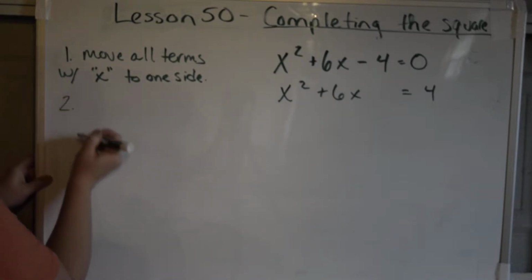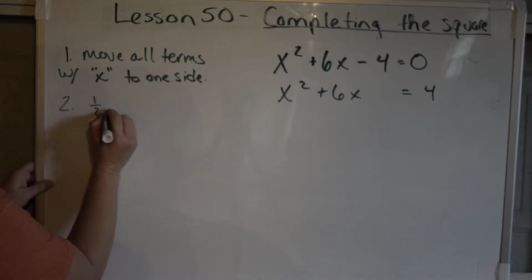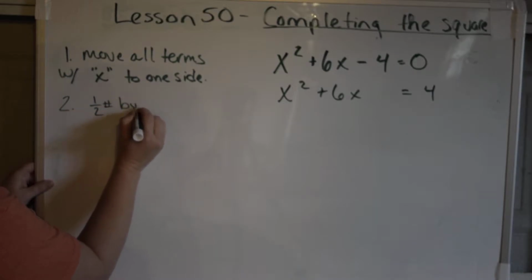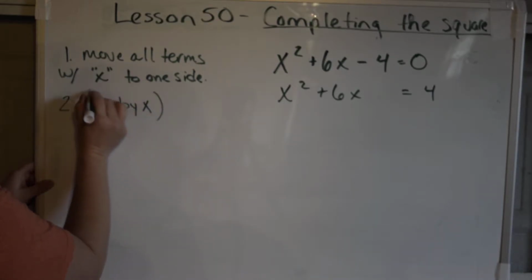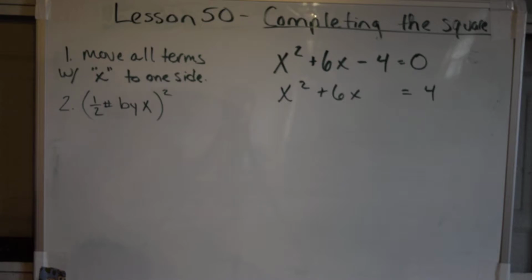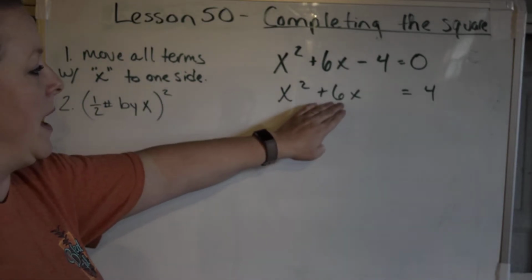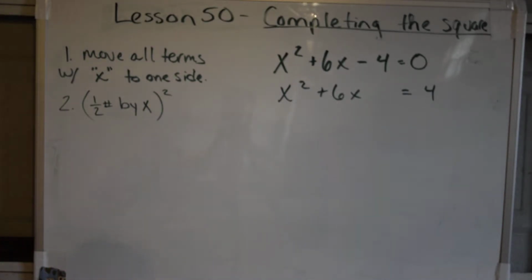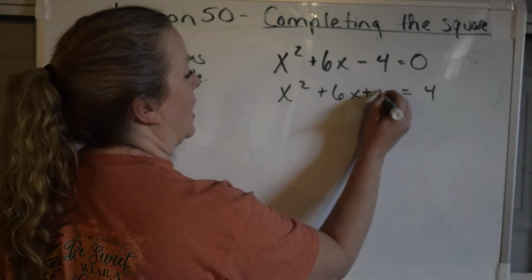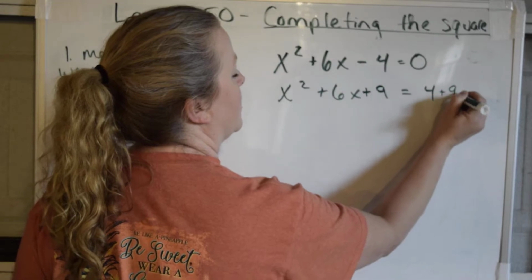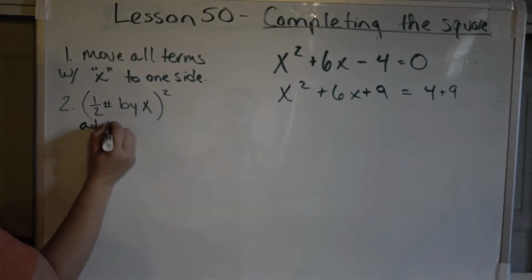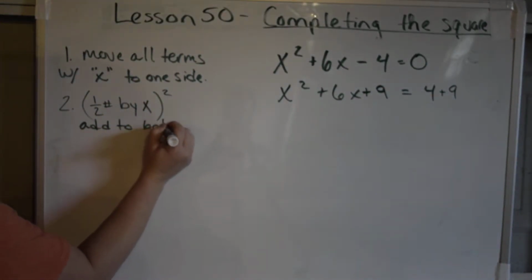And then our second step is to take half of the number by your x and square it. So when I look at the number by my x, that's a 6. Half of 6 is 3. 3 squared is 9. So we're going to add 9 to both sides of the equation.